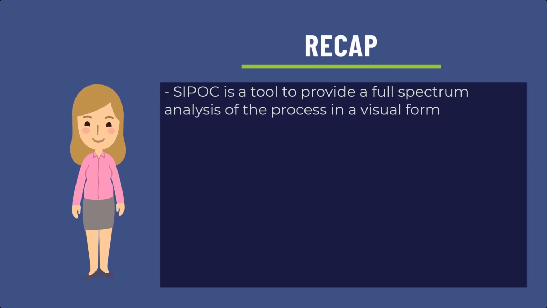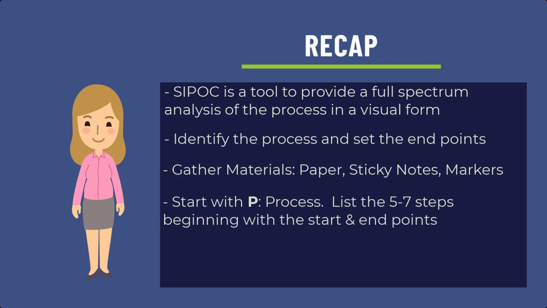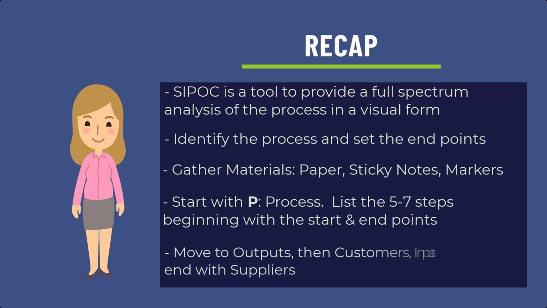Time for a recap. A SIPOC is a tool to provide a full spectrum analysis of the process in a visual form. We start by identifying the process we want to map and then set the boundaries. Then we gather up our crayons and our pencils, or in this case, a big sheet of paper or whiteboard, a stack of sticky notes, and markers. Always start with P, process. Place the beginning and end steps first, then fill in the middle steps. Remember that we're looking at the 10,000-foot level, so don't get in the weeds with your process steps. Limit them to around 5 to 7. Next, move to outputs, then customers, then inputs, and end with suppliers.